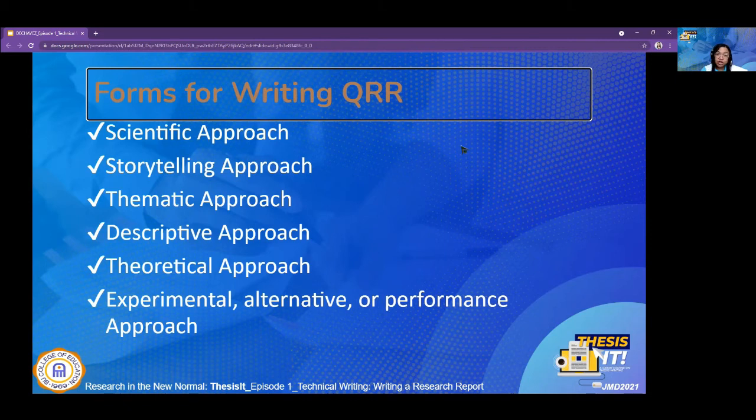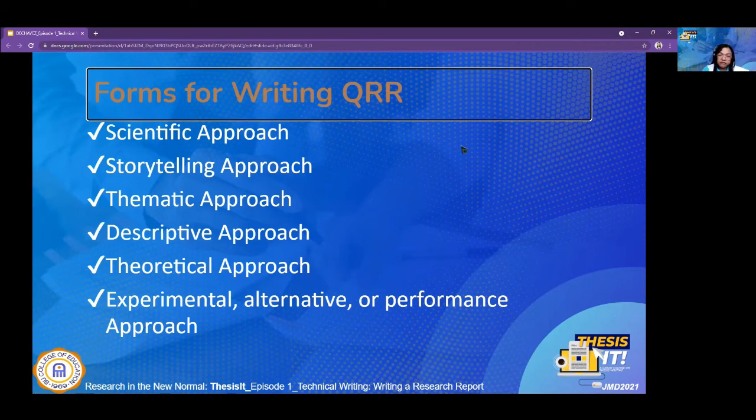And the last approach that qualitative researchers employ in their research report is the experimental, alternative, or performance approach. It is usually a report in the form of a poem, a fictional story, a drama, or a highly personalized account. If you want to read about the study of Denzin in 1997 and Richardson in 2000, they call this particular report in qualitative research autoethnography.